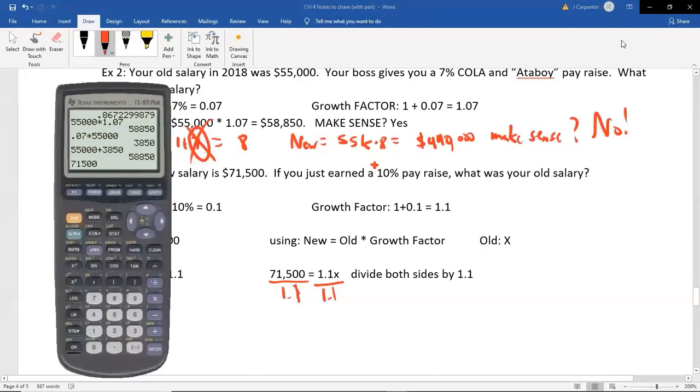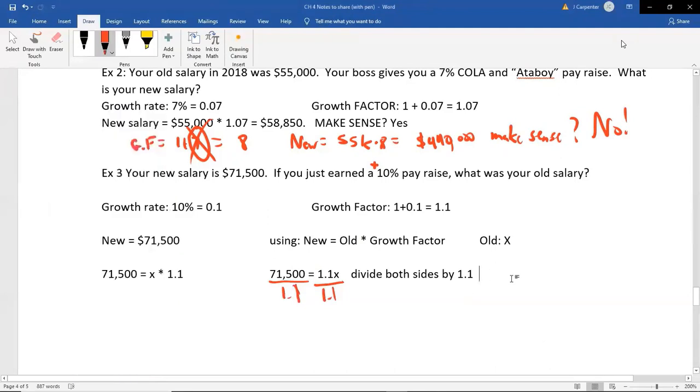71,500 divided by 1.1, and we get 65,000. And that does make sense. It's less than we make now because we just earned a raise. It's not crazy less. It's not like we went from $10 to $71,000.